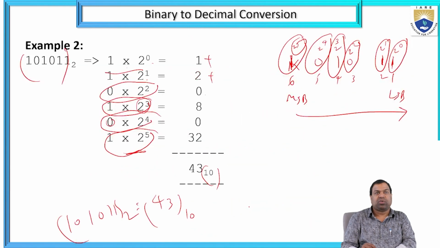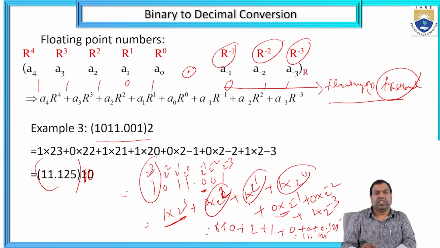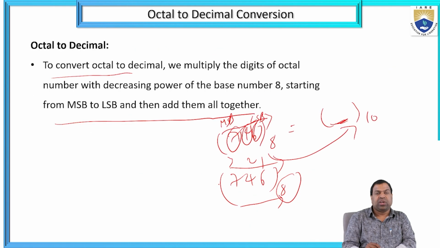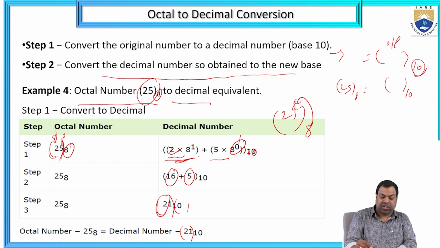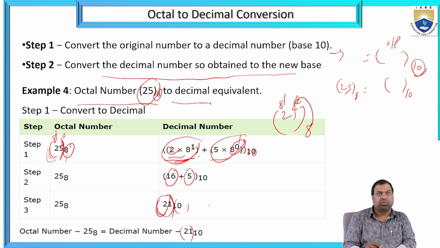Here is another example of binary to decimal, with a floating point value: 1011.001 base 2 converting to decimal. And octal to decimal: what is the process? Same, using the radix value. What is the radix here? 25 base 8. I take the radix 8 here: 8 power 0, 8 power 1. So 8 power 1 into 2 plus 8 power 0 into 5. Finally we got the value 21 base 10. So 25 base 8 is 21 base 10.